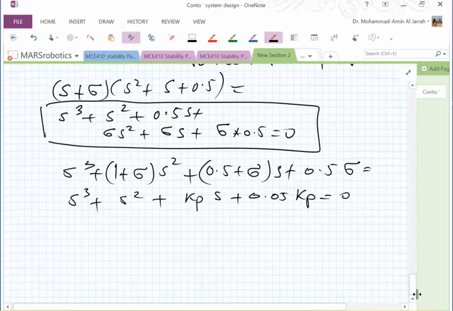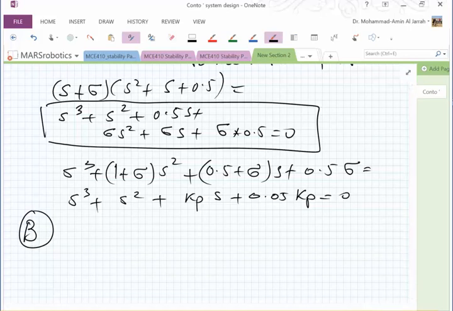So, solution B. We did discuss the first solution. Solution B: we want another solution. Now it is not using integrator feedback, but we want to look at what other kind of controller can solve this problem.